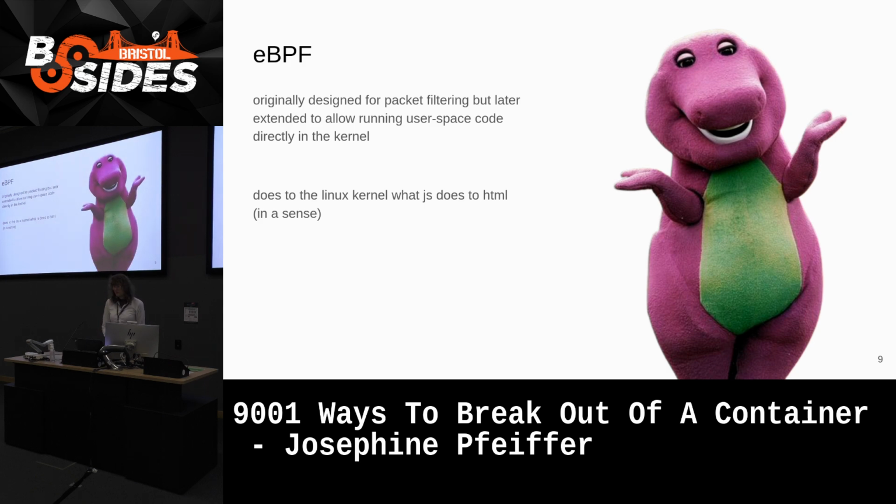eBPF was originally designed just for packet filtering. So the BPF is Berkeley Packet Filter, and it was later extended, that's what the E is for, to also allow running user space code directly in the kernel without loading LKM drivers. And the marketing tagline they used to use is that it does to the Linux kernel what JS does to HTML. But they kind of cut that out, probably because JS is kind of a bad look to be associated with nowadays.